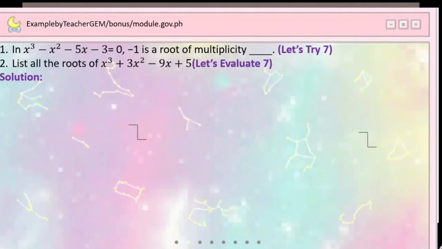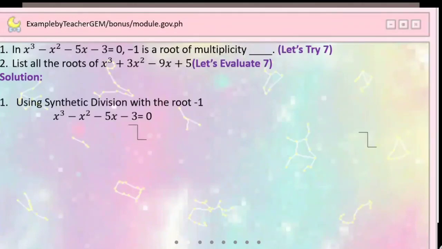And negative 1 is the root of multiplicity of 1. So, using our solution, let's evaluate number 7 as well. Sorry, it's number 8 pala. List all the roots of x raised to 3 plus 3x raised to 2 minus 9x plus 5 is equal to 0. So, this is number 8. Number 7 is the other one.